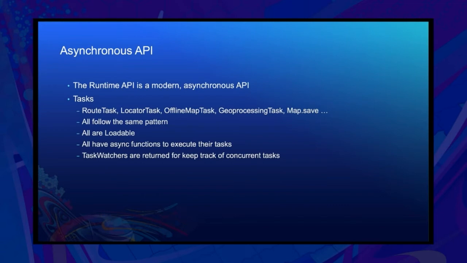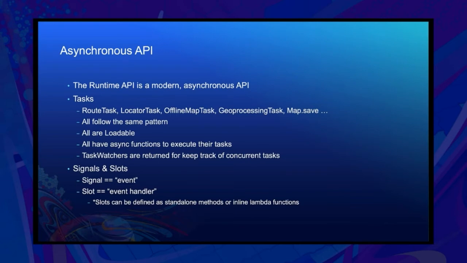They also all have async functions to execute their tasks. So the route task solve will happen asynchronously so that other things can happen in your UI while that solves. Your UI will remain active and fluid, and you can interact with the map while it solves. For each of these, we return a type called task watcher that has a UUID and some other information so you can keep track of your concurrent tasks.